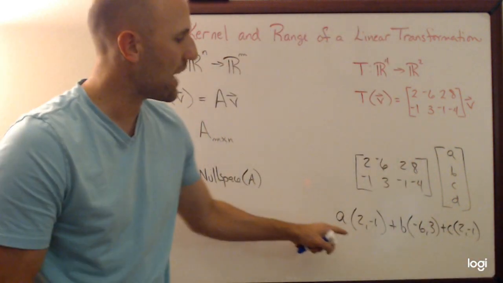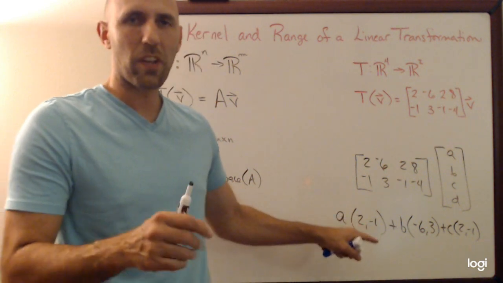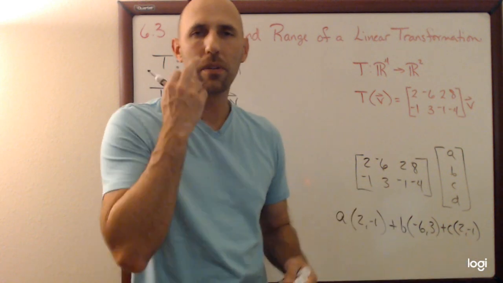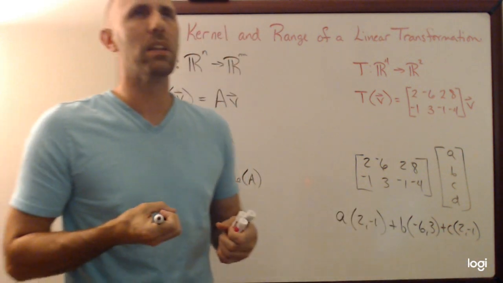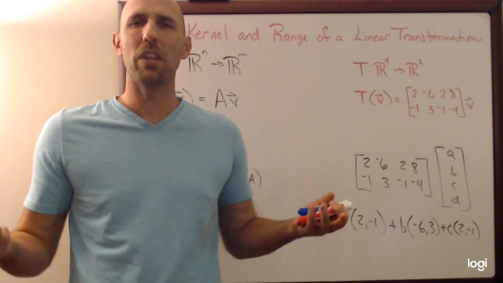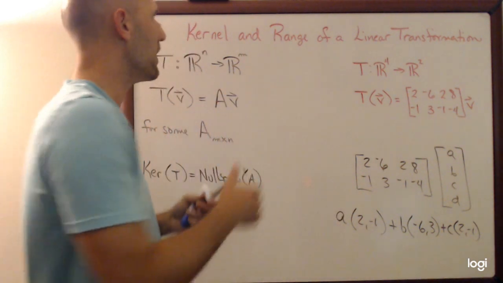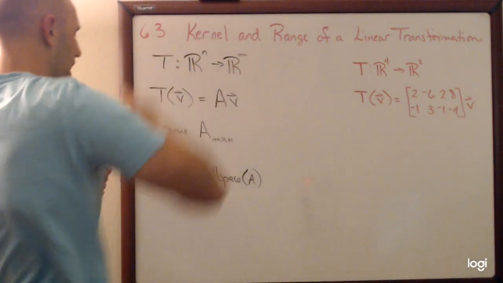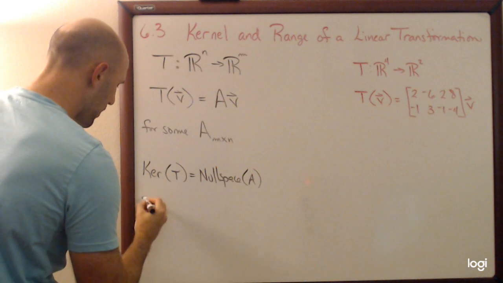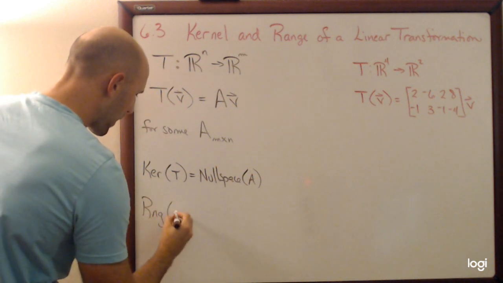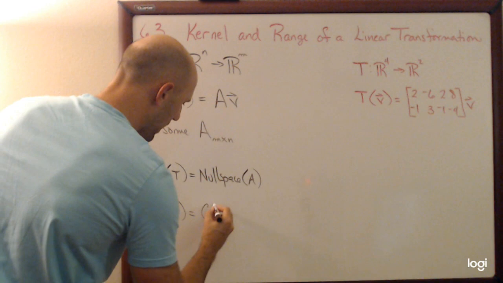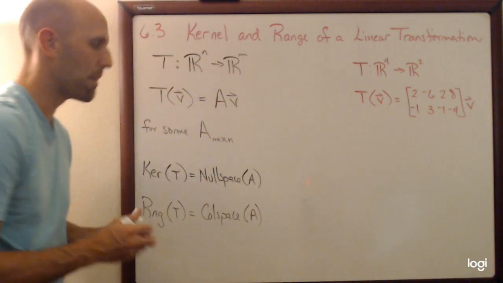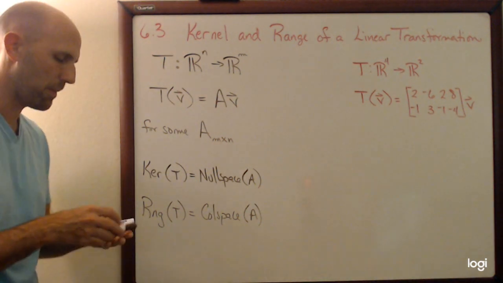And so what we see is the range, the things I could possibly get out of this, is a linear combination of all of my column vectors. But isn't that just the space that can be spanned by your column vectors? And yeah, it is. So what we have here is that our range is also very easy. My range of T in this case is my column space of A.